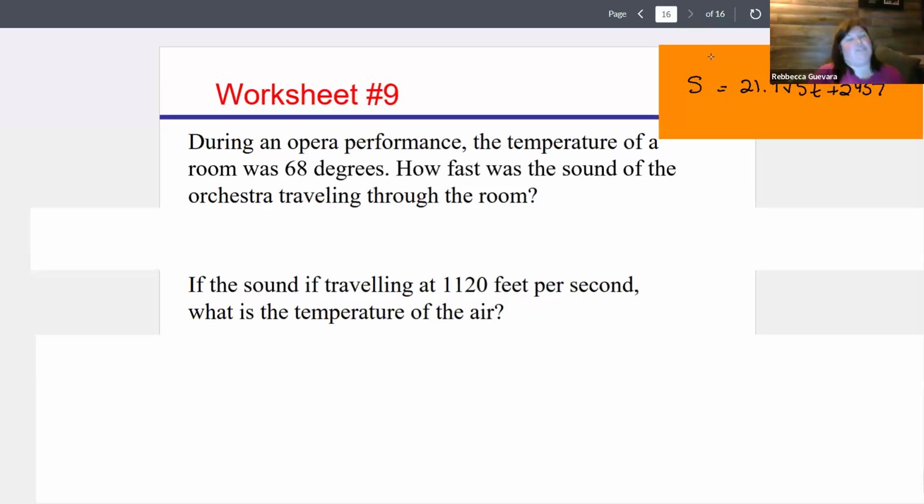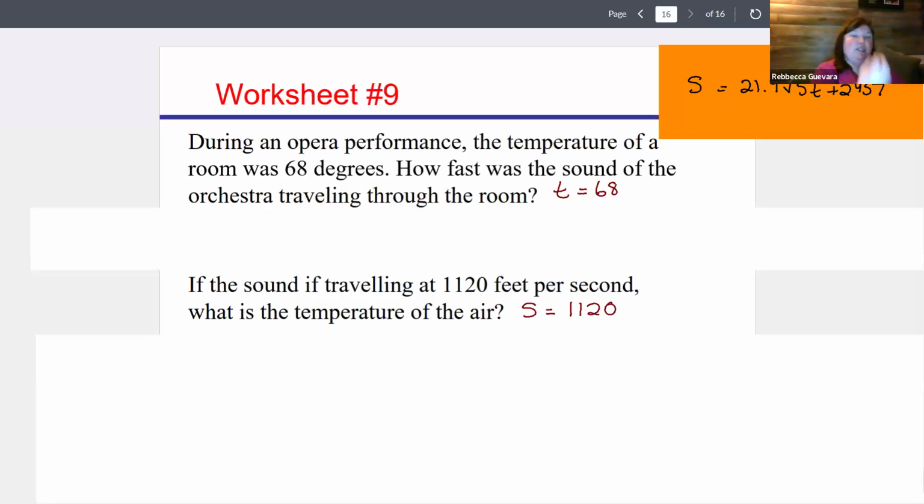All right, so we're asked two questions here, and we're still using that same formula. During an opera performance, the temperature of a room is 68 degrees. How fast is the sound of the orchestra traveling through the room? The second question might take a little bit of thinking. If the sound is traveling at 1,120 feet per second, what is the temperature of the air? Take a moment and see if you can figure both of those out.